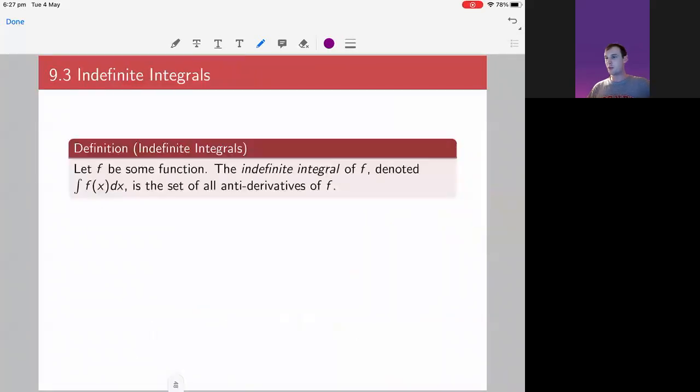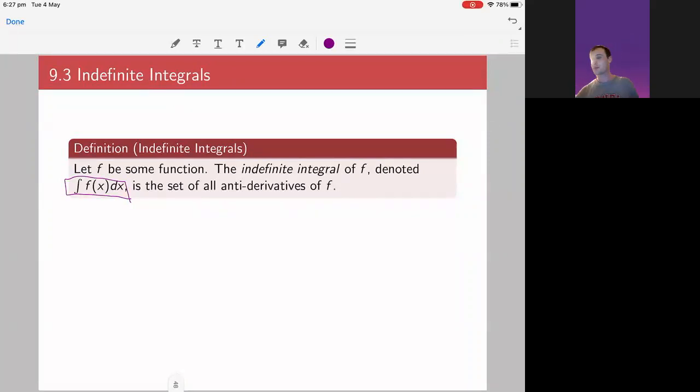Okay, so we're going to move slightly away from thinking about integrals as areas and look at integrals as a more abstract object. We're going to start looking at these things called indefinite integrals. What does this mean? Well, notation-wise, it just means you say the integral of f of x dx, and you don't specify an upper bound and you don't specify a lower bound.